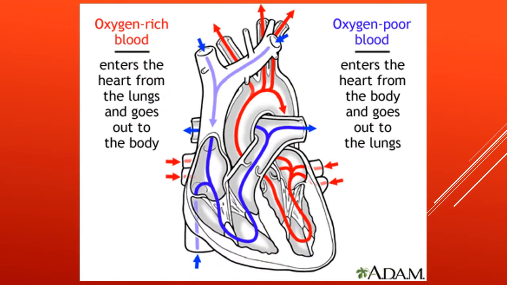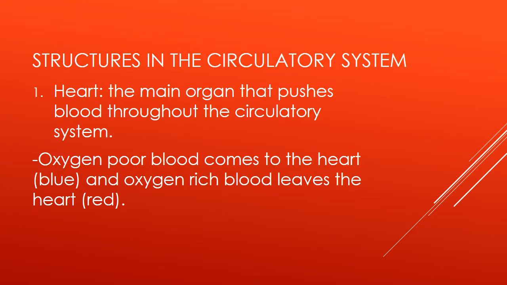Here's another diagram showing that the oxygen-rich blood enters the heart from the lungs and goes out to the whole body. So the heart's pumping out blood that has a lot of oxygen in it, which your cells need to survive. The oxygen-poor blood, which is the blue blood, enters the heart from the body and goes out to the lungs. All right, there's a couple main structures in the circulatory system, the heart being the main organ that pushes blood throughout the whole system.